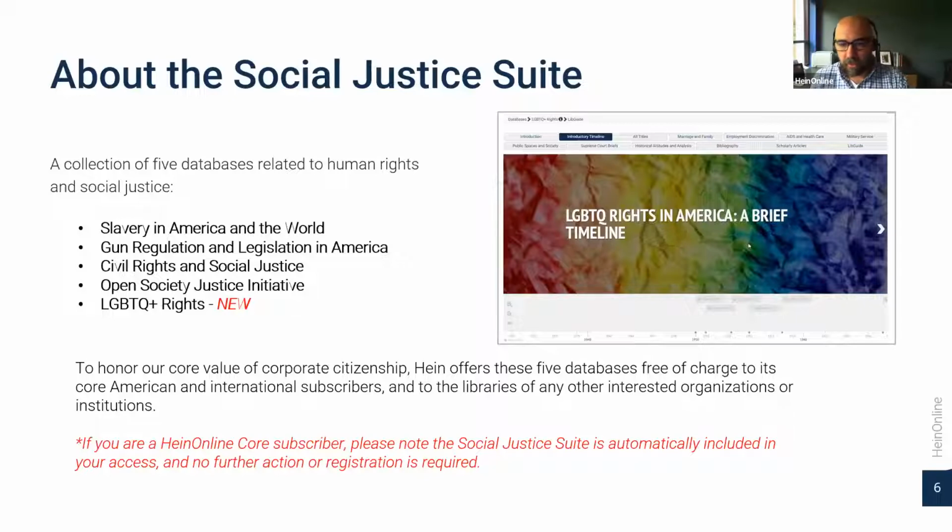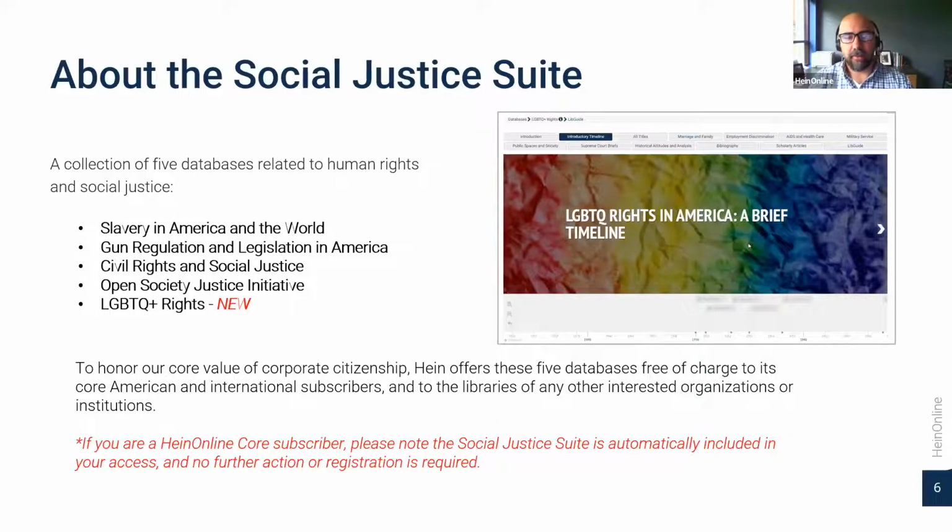So Slavery in America and the World has legal materials related to slavery in the United States and other English-speaking countries around the world. It's made up of works from UNC Press, so the University of North Carolina Press. It's got state and federal cases and federal statutes all related to slavery. Gun regulation and legislation in America is a collection of legislative histories from across the country, all related to gun legislation and regulation throughout the states and federally.